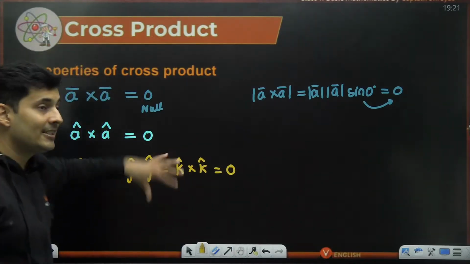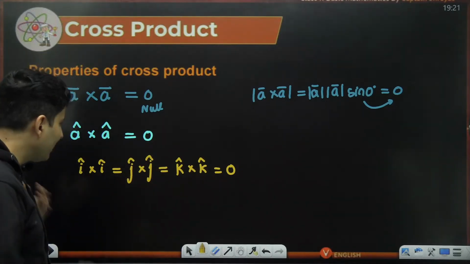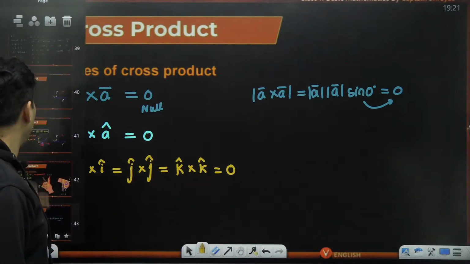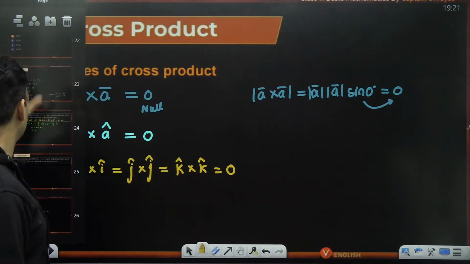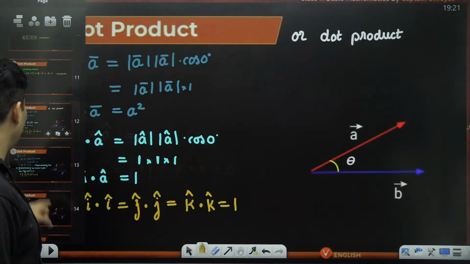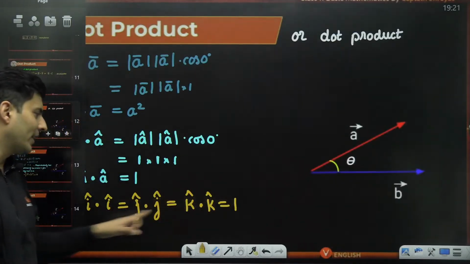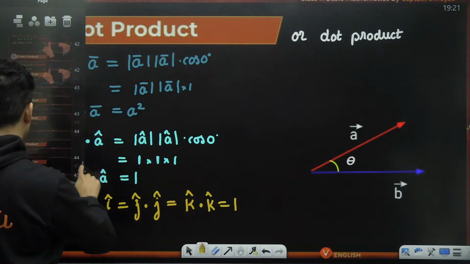This is exactly opposite to the dot product. Here, cross product with itself is 0. If you go back to our dot product, i dot i, j dot j were all 1. Look over here, all of them were 1. Here it is exactly 0. So keep that in mind.